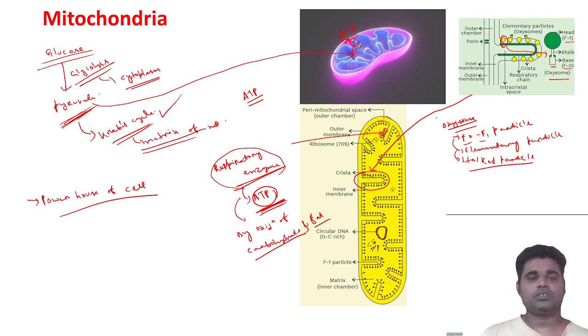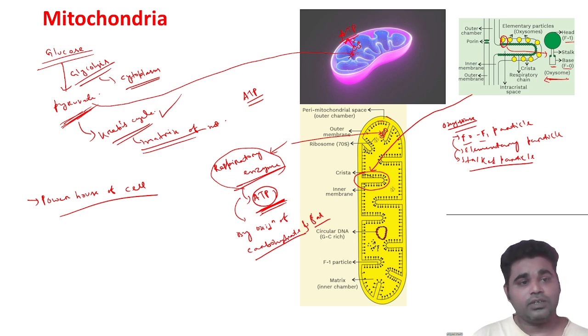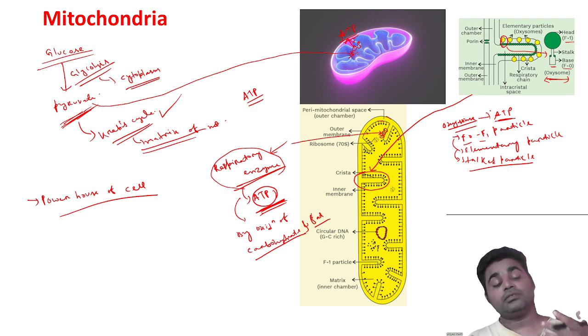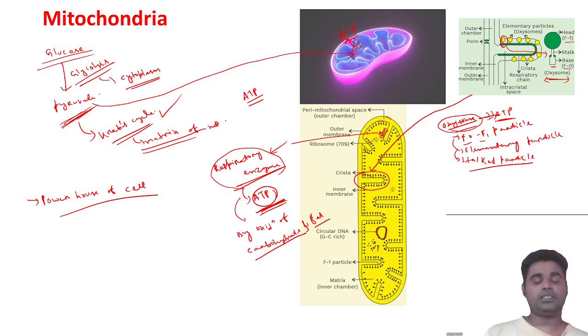So what is the role of this oxysome? There are different types of respiratory enzymes, and the oxysome is also one type of respiratory enzyme, but the oxysome actually forms the ATP. Out of all the respiratory enzymes, at the end, the oxysome forms the ATP. All other respiratory enzymes help in the generation of ATP, but the oxysome part forms or generates the ATP. So that's why the oxysome, or F0, F1 particle, is very important, and that's why the mitochondria is also called the powerhouse of the cell.